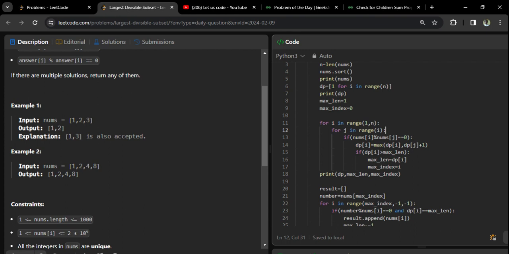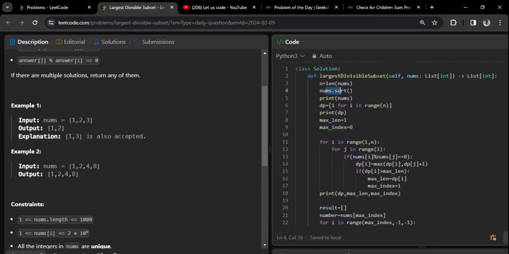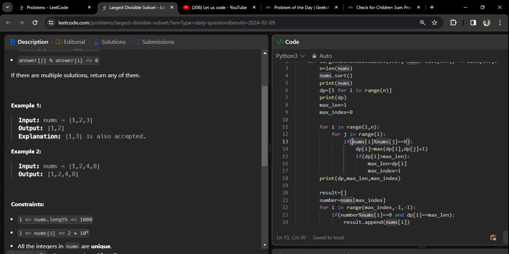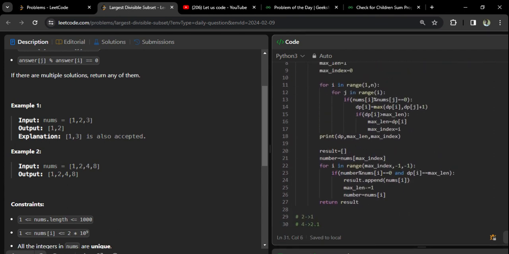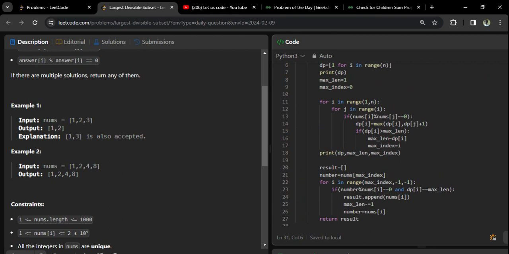Next, what I'm checking is whether the smaller number can divide the bigger number or not. As I mentioned, the number pointed by j is the smaller number. The number pointed by i is definitely going to be the bigger number because we have sorted the nums. So if this condition is true, that is, the smaller number can divide the bigger number, that is, the remainder is 0, what can I conclude? I will now try to use this particular fact. What is this particular fact? See here, dp of i is going to be the max of dp of i and dp of j plus 1.